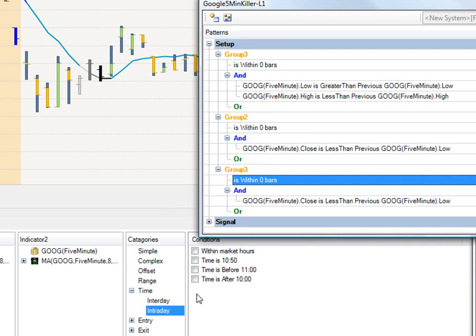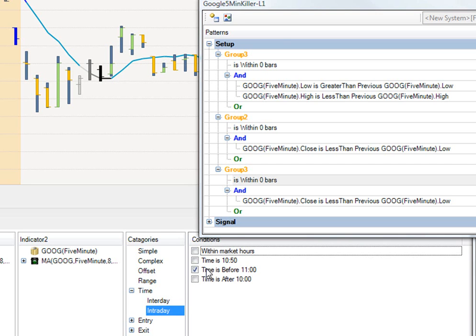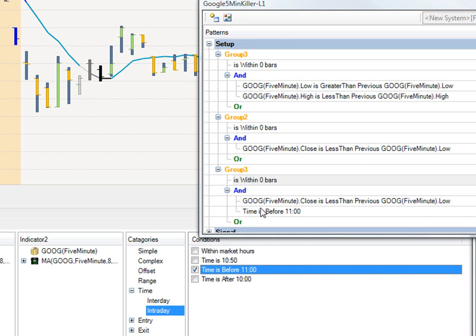And so I can take one of these conditions and I can require that this pattern occur within a certain time period of the day. I can say between 2 time periods, I can say before a certain time or after a certain time. So here, I'm just going to throw this up there. I'm going to say the time has to be before 11. That's 11 Eastern, which is how the time is on the Google chart. So I just dragged that in there just like that. I'm going to click on Run again.